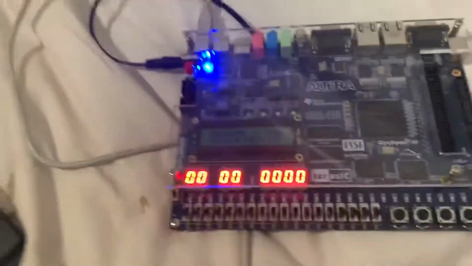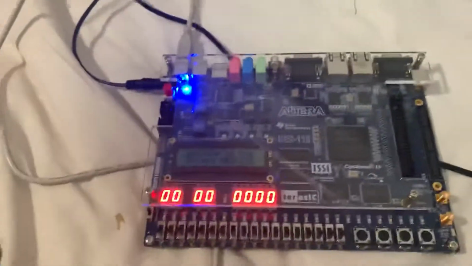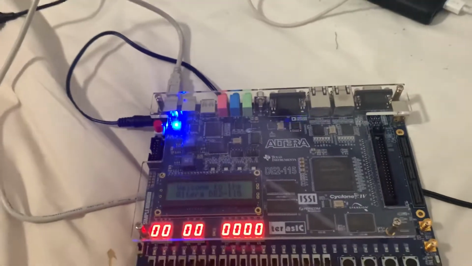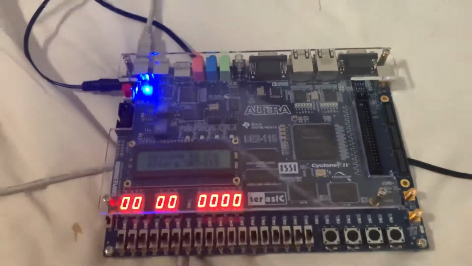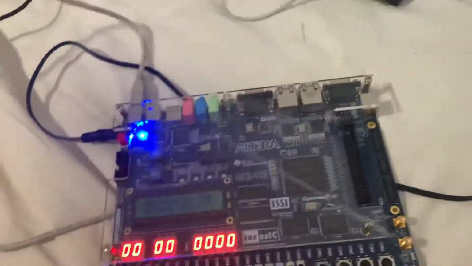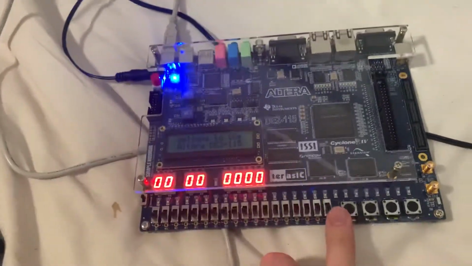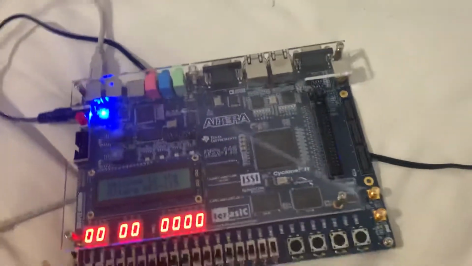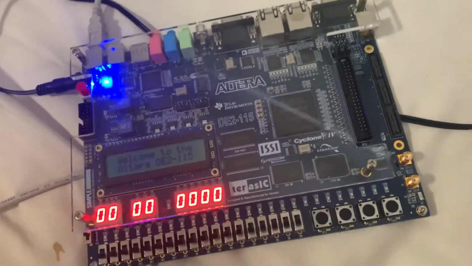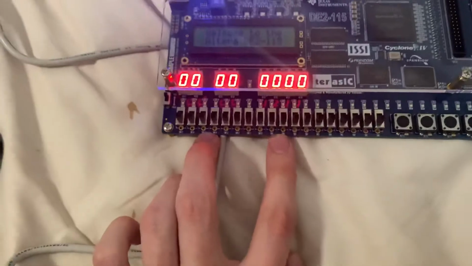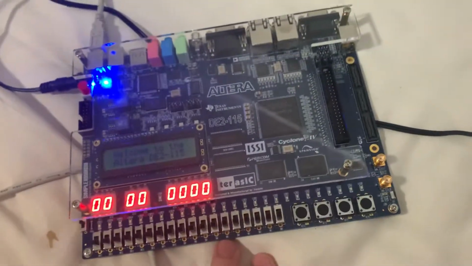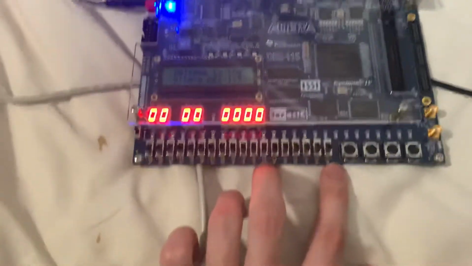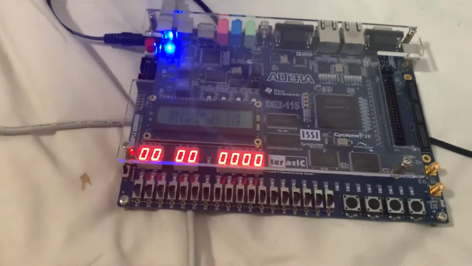For part 9, we are trying to represent the equation S equals quantity A times B plus quantity C times D. To do this, because of our limitation on the number of switches, we're going to be sharing switches for some of the variables. So switches 15 through 8 are going to represent both A and C. Switches 7 through 0 are going to represent both B and D.